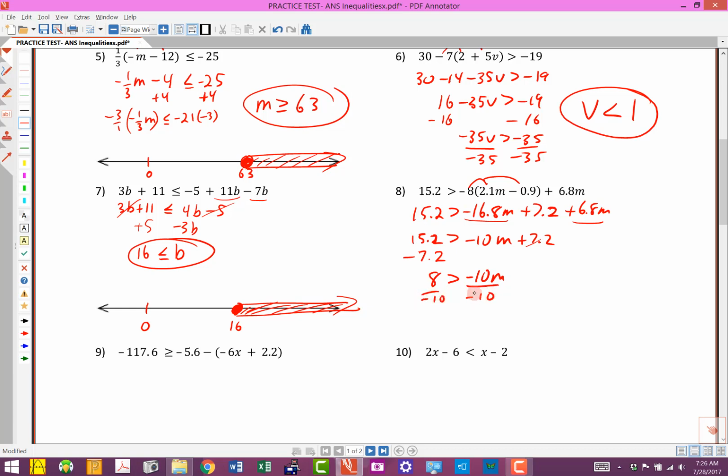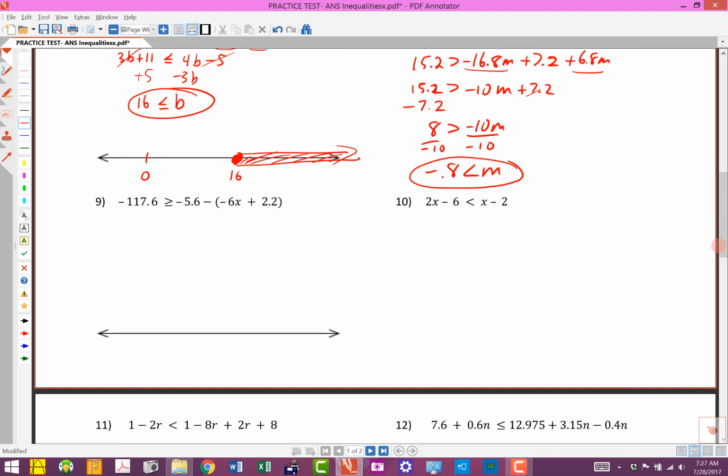negative 10. Now, we could reduce this fraction and write this as negative 4/5, but remember the original problem was written with decimals, so we'll go ahead and write the answer as a decimal. This is going to be negative 0.8, and we do have to switch the direction because this last step right here we divided by a negative, so we're going to switch the direction right here. And so again, reading this backwards, we get m is greater than negative 0.8.